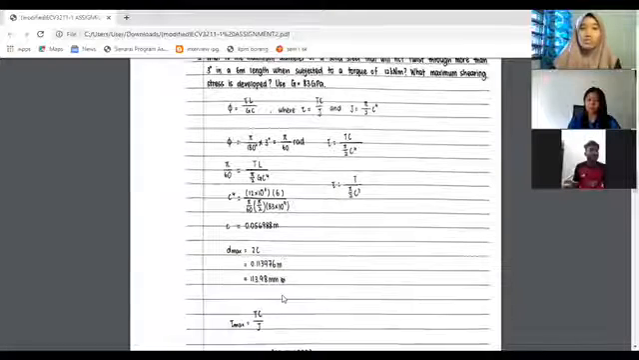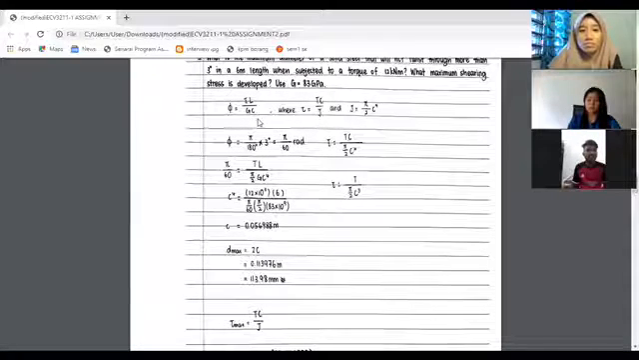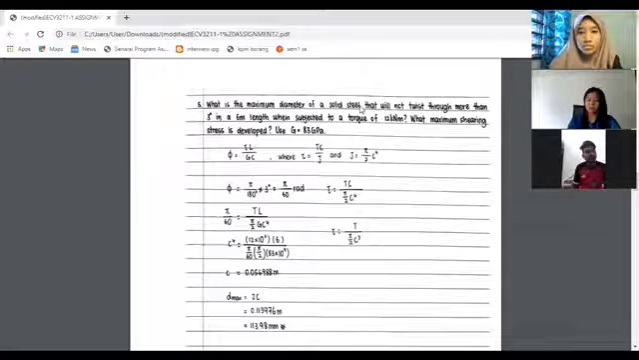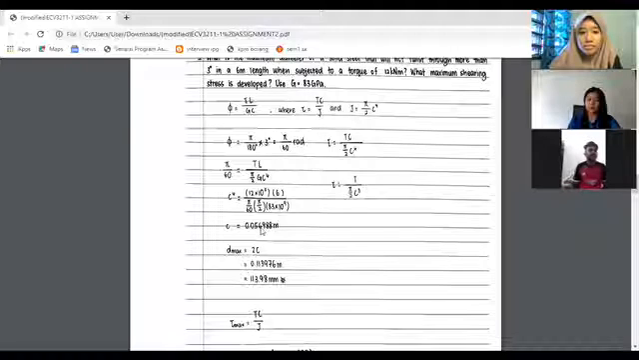Next, question number 5. What we need to find here is the maximum diameter of the solid steel shaft that will not twist more than 3 degrees. The information we got here is the torque, the length, and the angle of twist. From the angle of twist formula, we can find the values. So first we need to find the diameter.